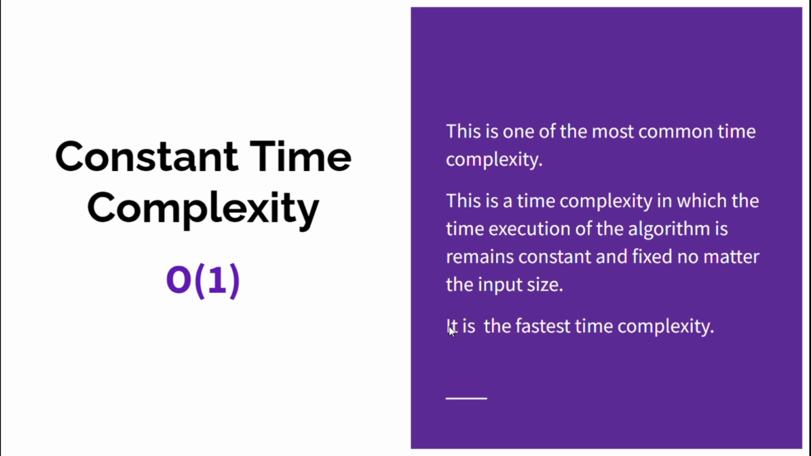it means that the time execution of the algorithm is not variable, meaning that it doesn't change, it is fixed, no matter the input size given to the algorithm or to the function. So it is the fastest time complexity because it's fixed and invariable. That's why it's called the constant time complexity. An example of this is a function that takes in two inputs and adds them together. That's an example of a function with a constant time complexity.